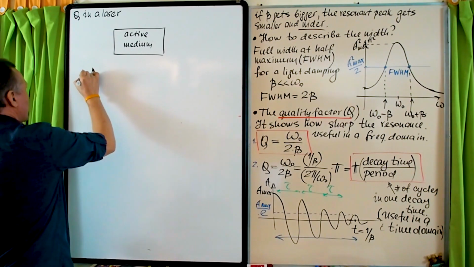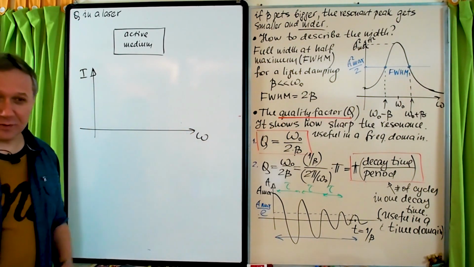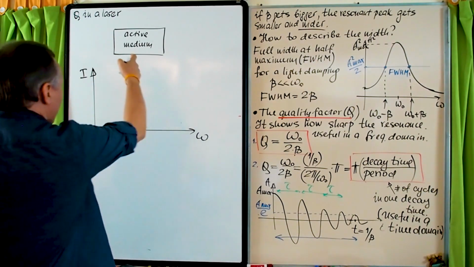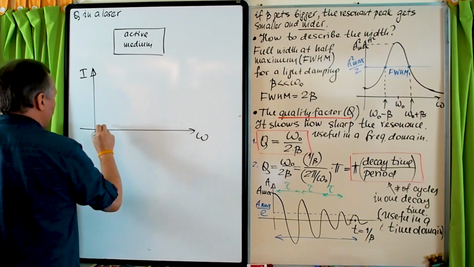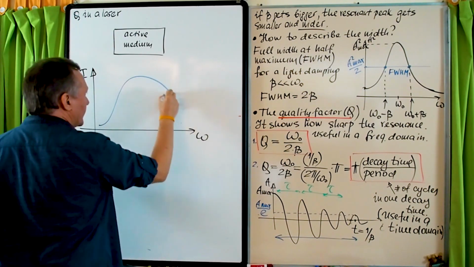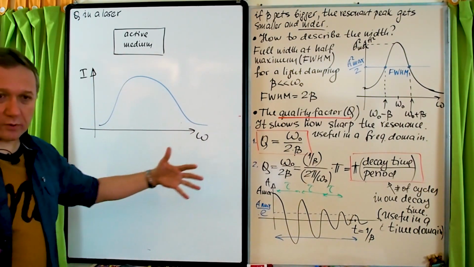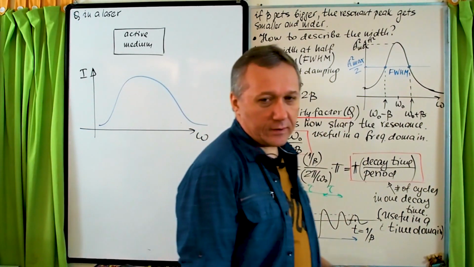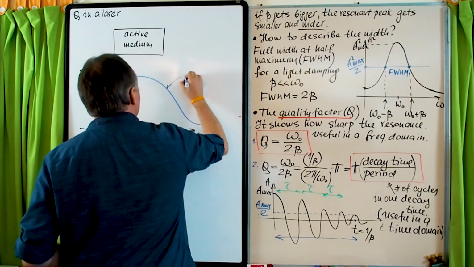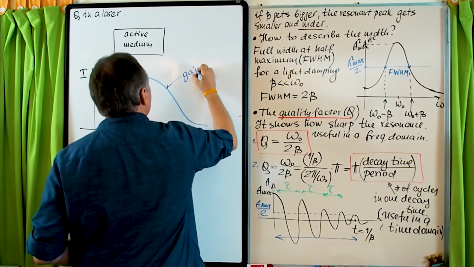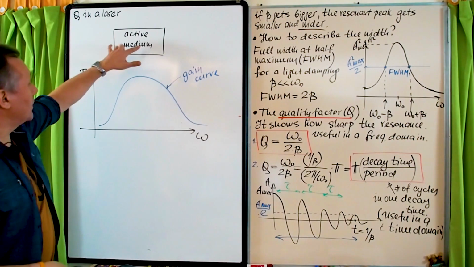some intensity of your light versus frequency, basically in the frequency domain, it will give you what is called the gain curve. The gain curve will be a very wide curve. So this active medium usually produces light in a wide frequency range. It's called the gain curve.